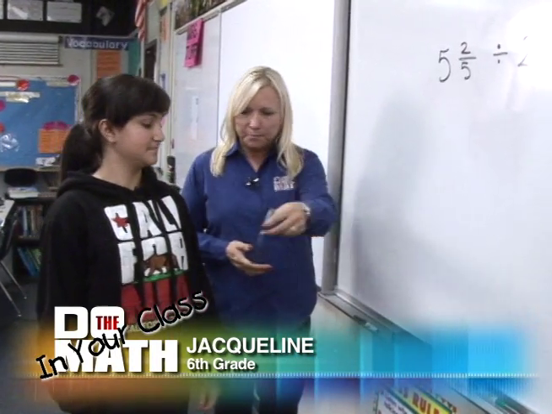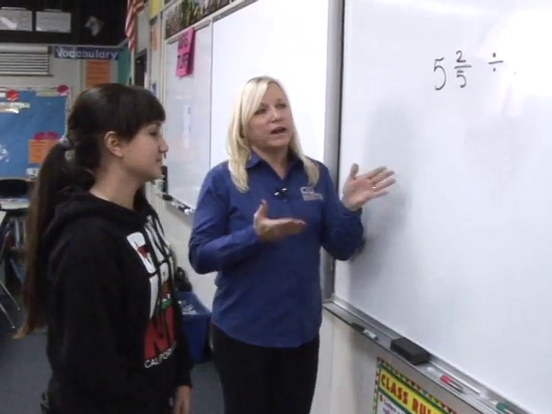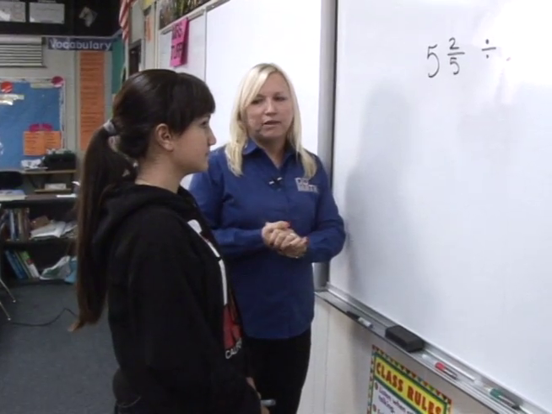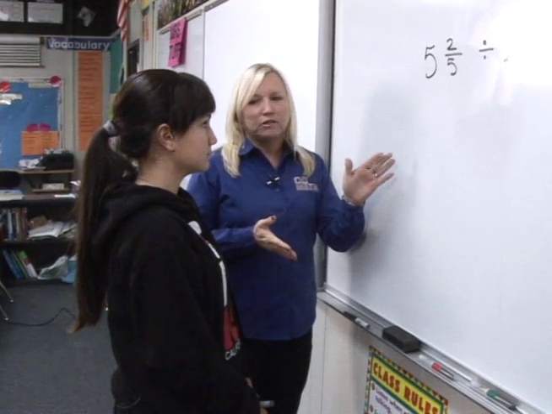With Jacqueline, and we are dividing mixed numbers. I'm going to walk you through the steps, but you're going to do the writing for me, okay? So here you go. When we're dividing mixed numbers, it's similar to multiplying, but there's just one extra step that we have to do. So the first step, what do you think we need to do?